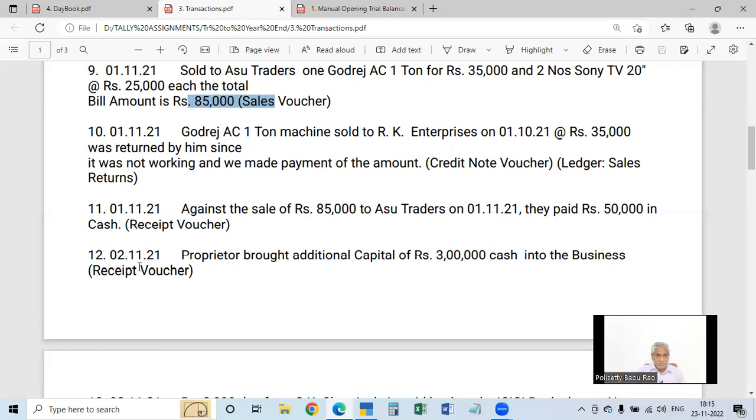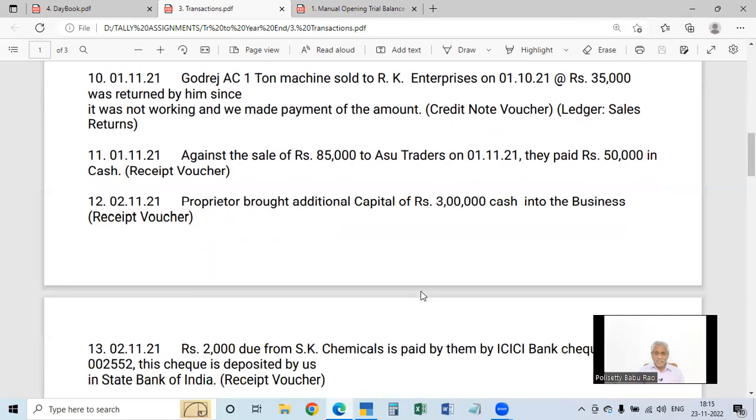Next, number 12. On 2nd February, the proprietor brought additional capital of 3 lakhs in cash into the business. Just like at the start of the business, the proprietor can also bring capital in the middle of the year, sometimes when required. Like that, he brought additional capital into the business. So cash he brought into the business means we are receiving. We have to enter it in the receipt voucher. In the receipt, capital account will be credit, and cash account will be debit.